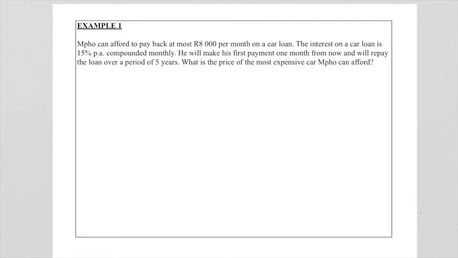In the first problem, it says Mpho can afford to pay back at most 8,000 on his car loan. So that is the maximum that he can pay. He will be happy if he can pay less, but not more than 8,000. The interest on the car loan is 15% per annum, compounded monthly. So please take note, it's compounded monthly. The amount that he's paying back, the 8,000, that is x, our monthly payment on this loan.